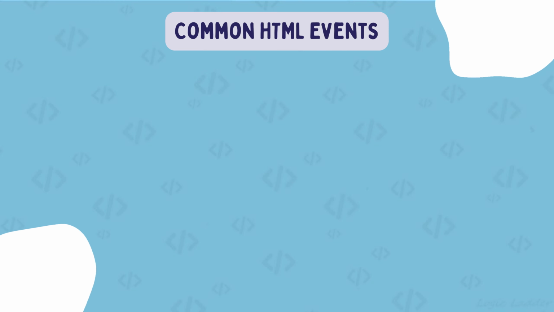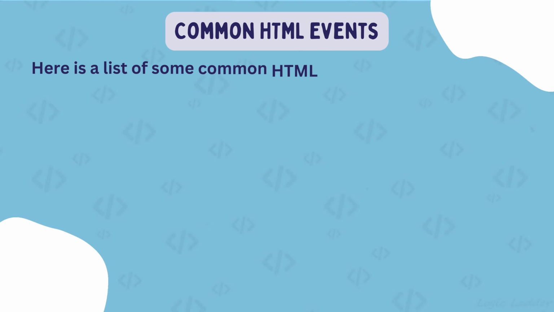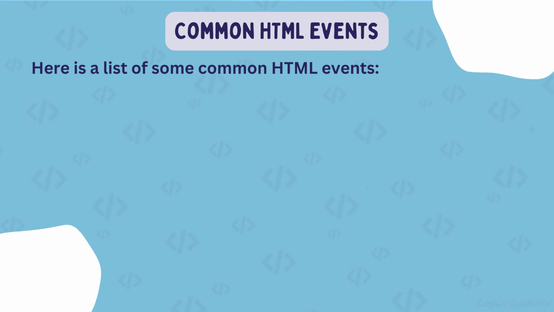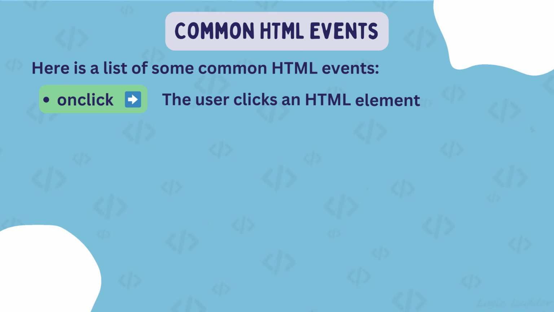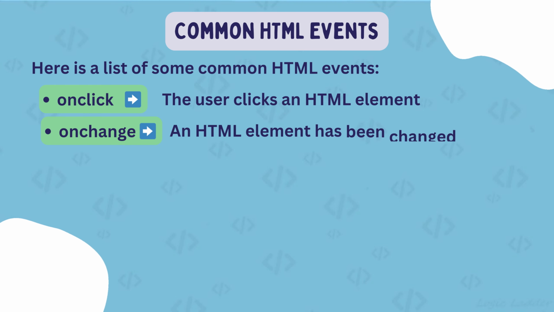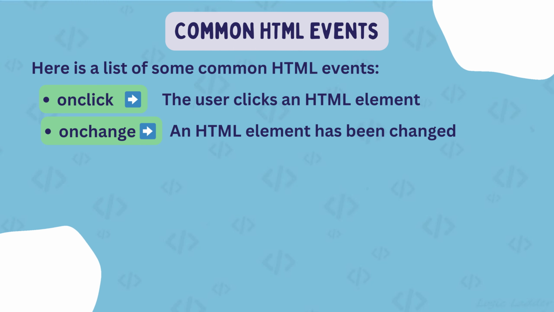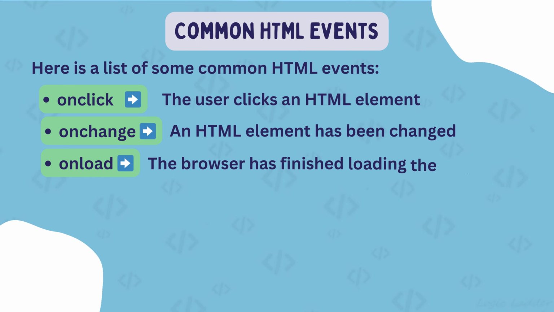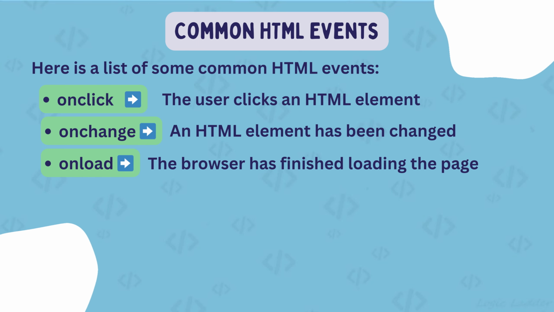Let's have a look at some of the common HTML events. The first and most common is the OnClick event. This event occurs when the user clicks on any clickable HTML element. The next is the OnChange event. It occurs when an HTML element has been changed. Next is OnLoad. This event occurs when the browser has finished loading the page.